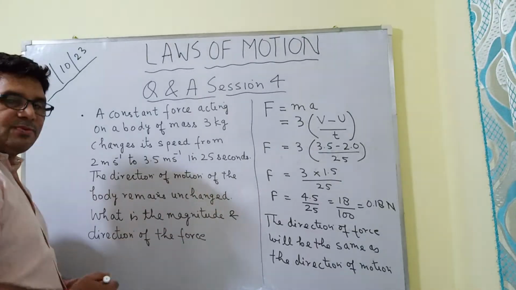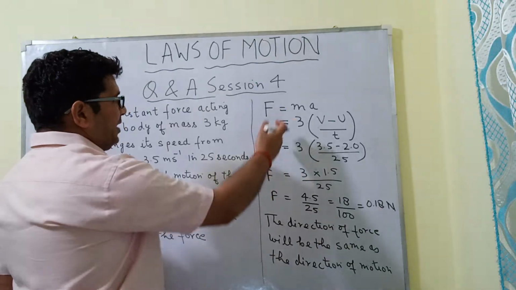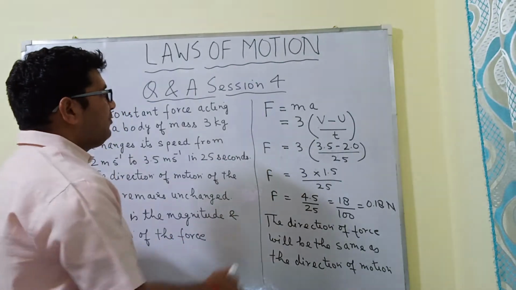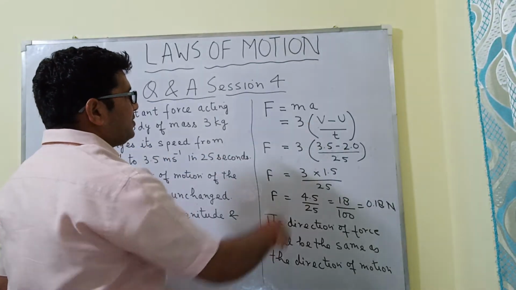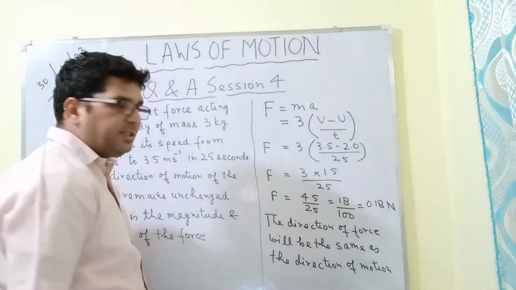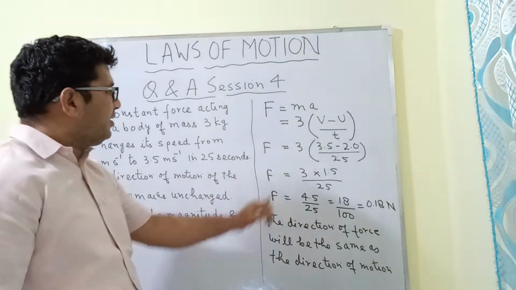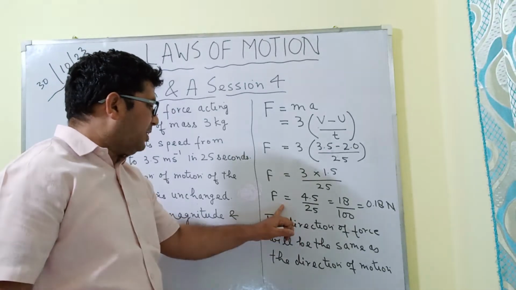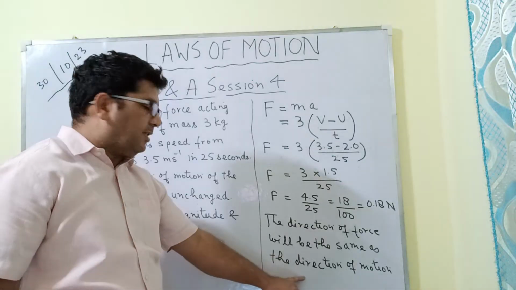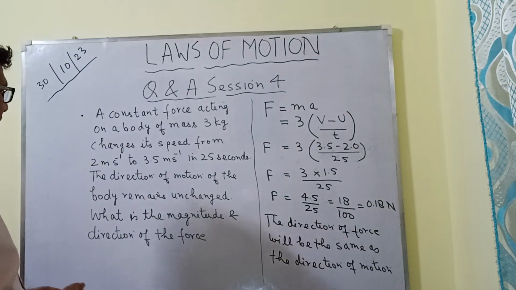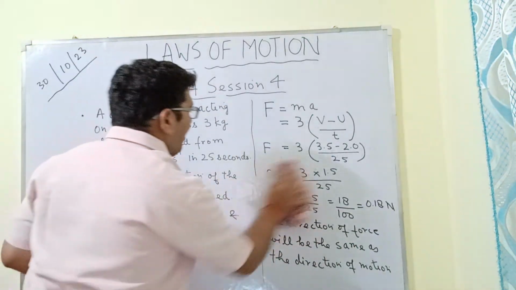So the question was very easy. We have to simply use the formula, that is F is equal to ma. So here we used this formula, then we found the acceleration using this formula, that is acceleration is equal to v minus u divided by t, where v is the final velocity, u is the initial velocity, and t is the time taken. Using this formula we found the magnitude, and the second thing they asked is direction, so the direction of the force will be the same as the direction of the motion. Now let us do the second question.